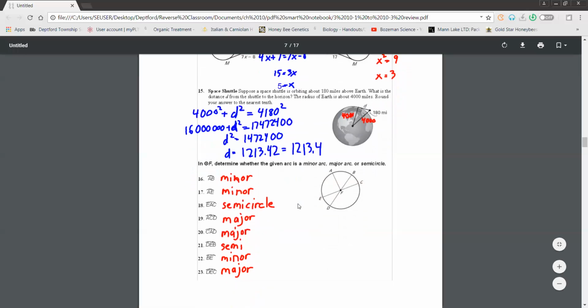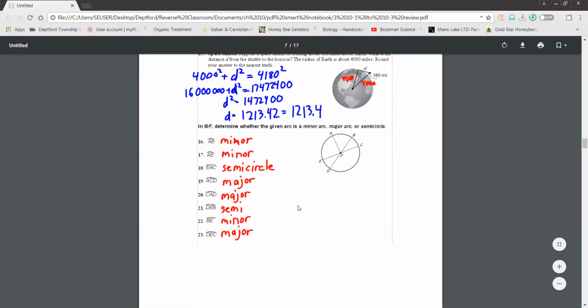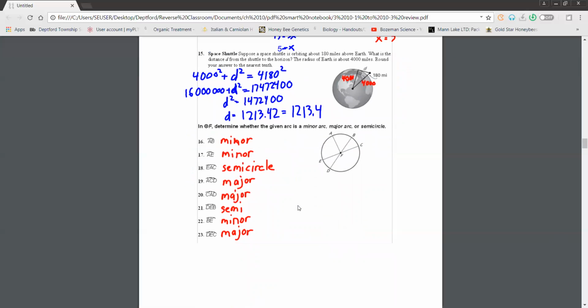Then we get to our arcs. It's asking you to identify as minor, major, or semicircle. On the quiz, this one will be multiple choice, and I actually set it up so that you have the picture, you have these listed, and then you can pick minor, major, or semicircle for each one. So make sure you're doing it for each answer.